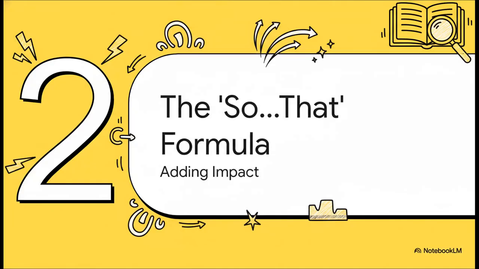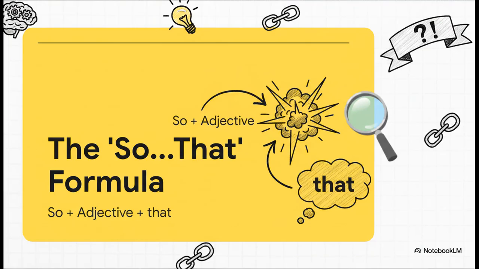All right, let's get into our first tool. The so that formula is going to be your best friend whenever you want to add some real punch to an adjective or an adverb. And the formula itself, it's beautifully simple. You just pop so right before an adjective or an adverb, and then you use that to introduce the result. It's like the perfect little package for connecting a cause with its effect, all in one smooth sentence.